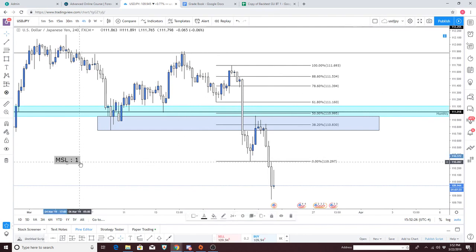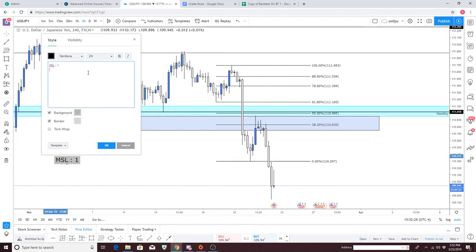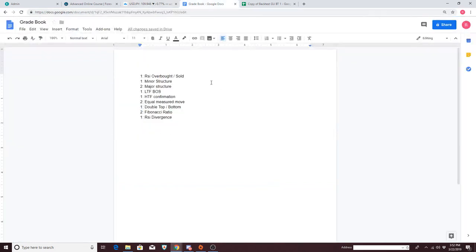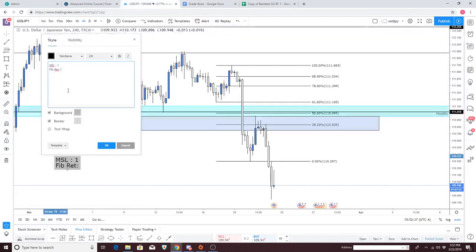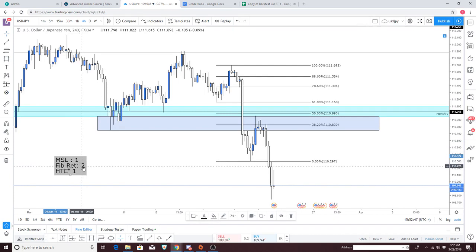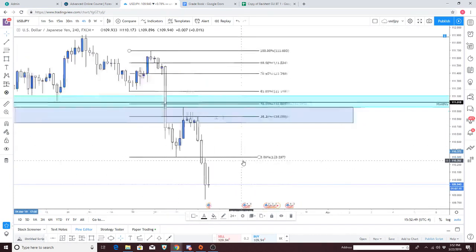We also pulled back to a Fibonacci ratio level, a Fib retracement level. There's also what? Our gradebook Fib retracement ratio. For me, I value Fib retracement a little bit more, so that's going to give us 2. We have a higher time frame confirmation, which is going to give us 1. So we already have 4 points, right?